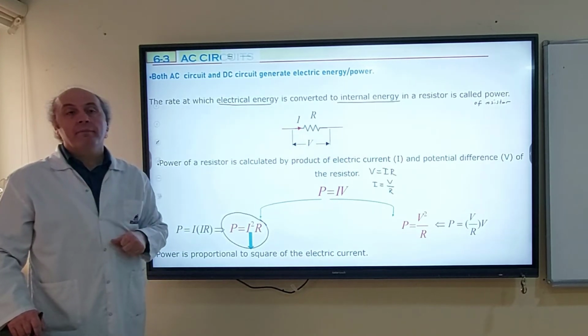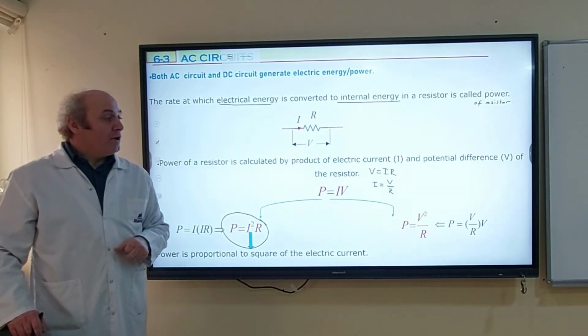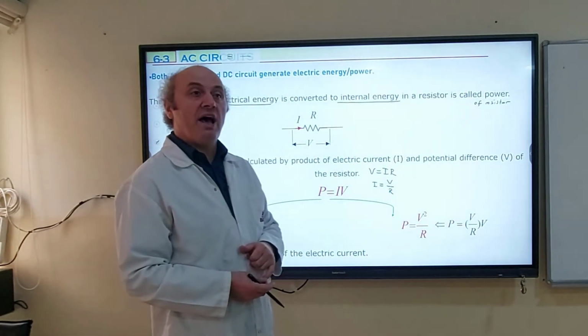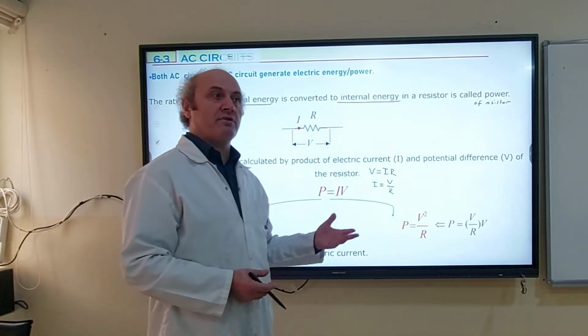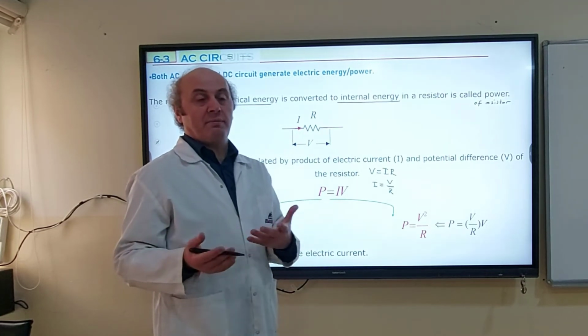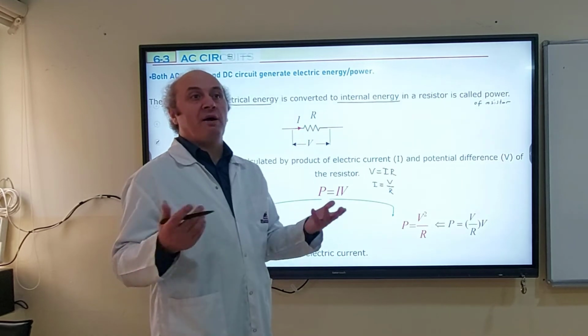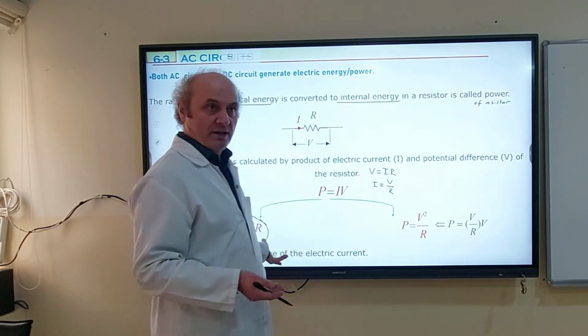Teacher, now P is not proportional to V squared? It's proportional to the square of V as well. Yes. Of course, as V increases, power also increases by the square of that. For example, if potential difference is doubled, power of the resistor is increased by 4. It's similar to the electric current.